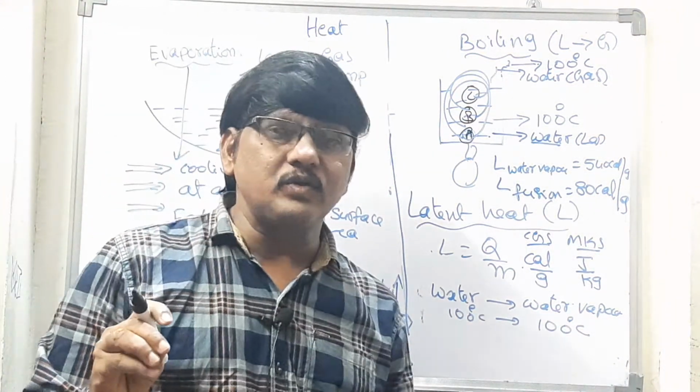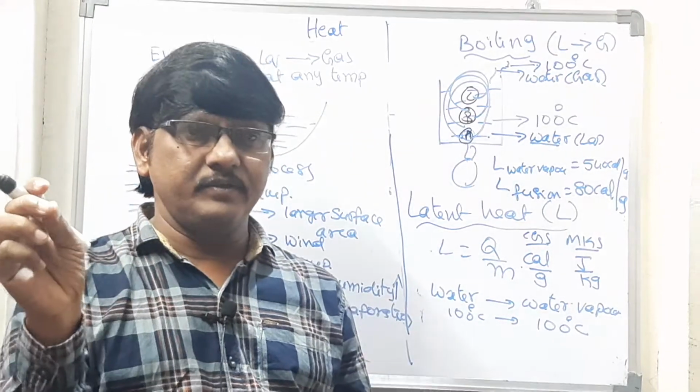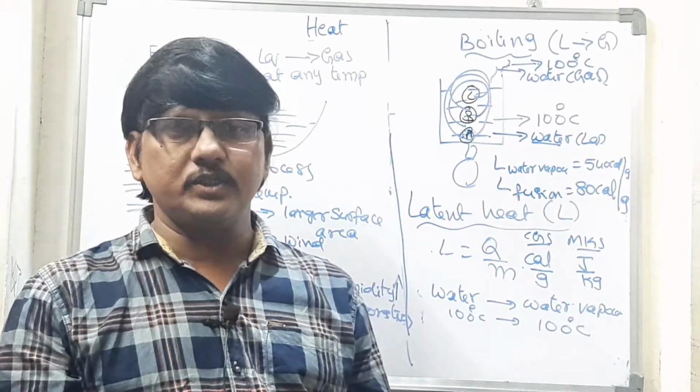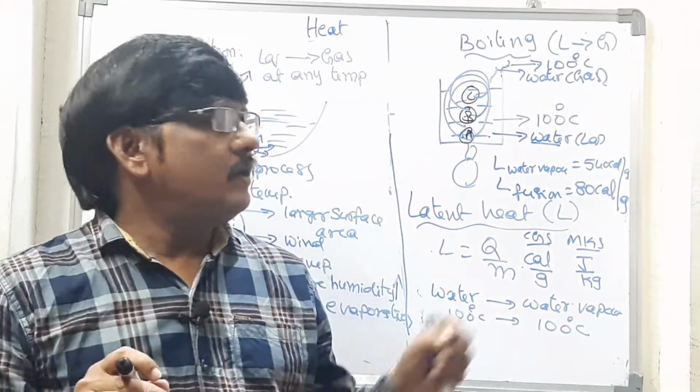So the question will be asked: when ice melts, its temperature dash remains constant. Temperature won't change. What will change? The state will change. Okay, that is what we call latent heat.